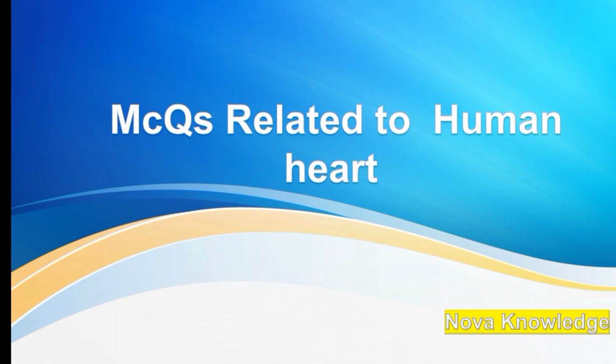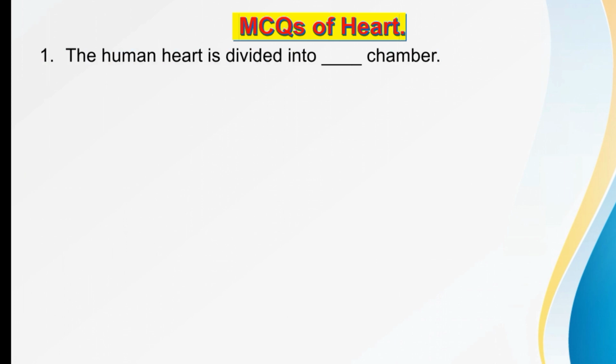Today I'm going to discuss the most important MCQs related to the human heart. So our first MCQ is: the human heart is divided into dash chambers. Our options are 2, 3, 4. So the right option is 4. The human heart is divided into 4 chambers.